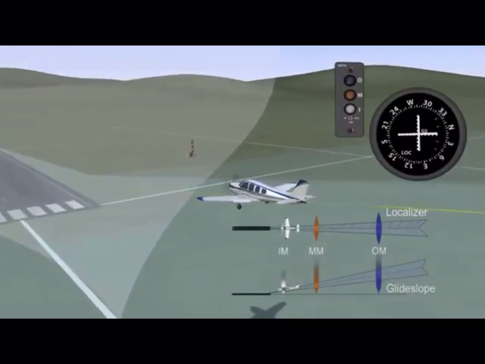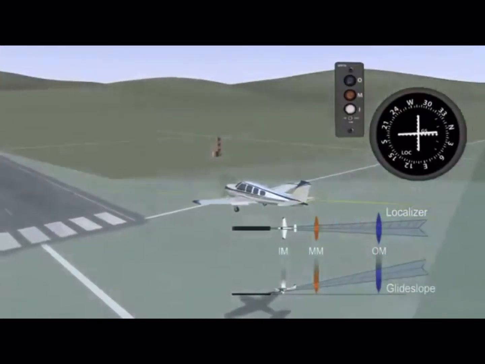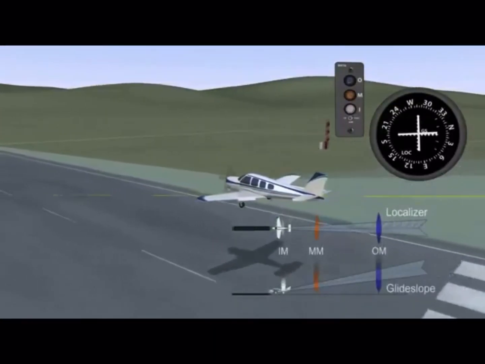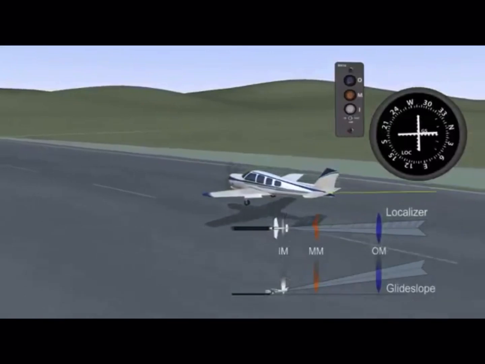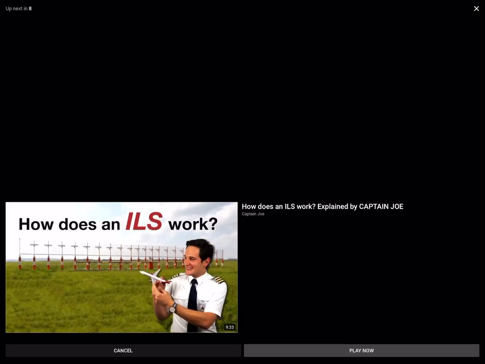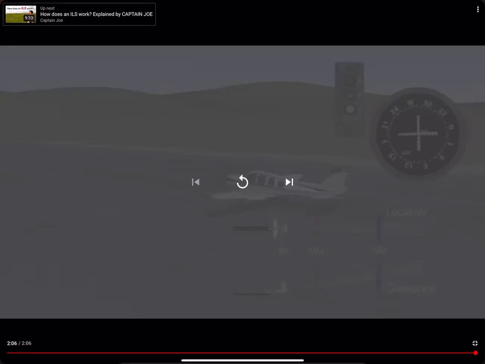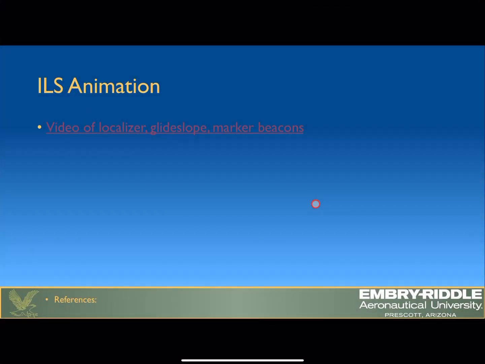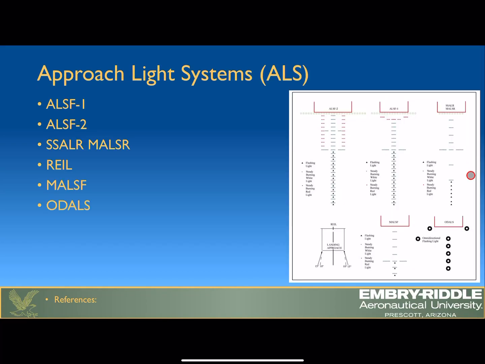Now he's going to pass over the inner marker. And touchdown. So that is how the localizer, the glide slope, and the marker beacons all work together to guide you down into the runway. So that is then the ILS in the works.